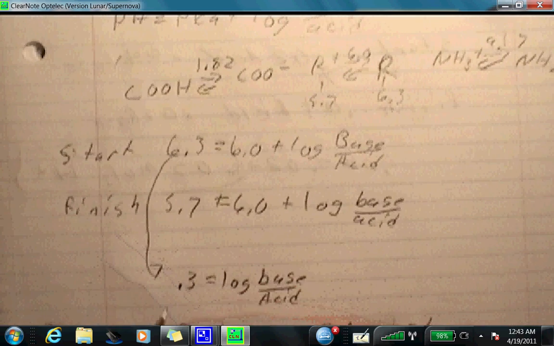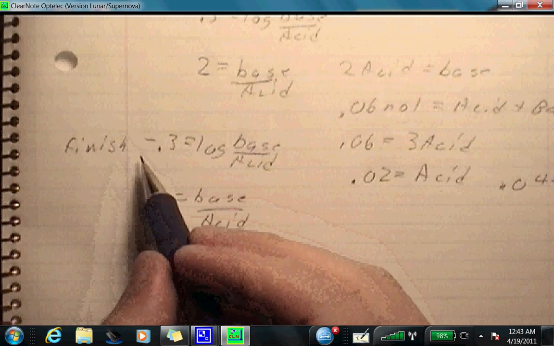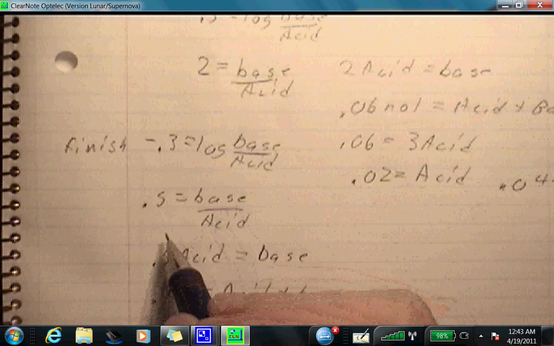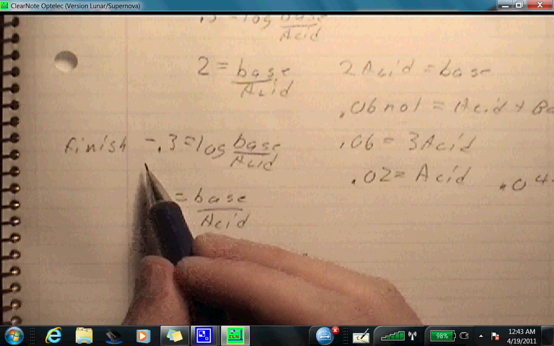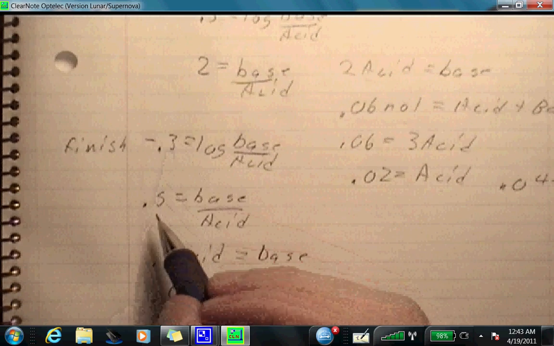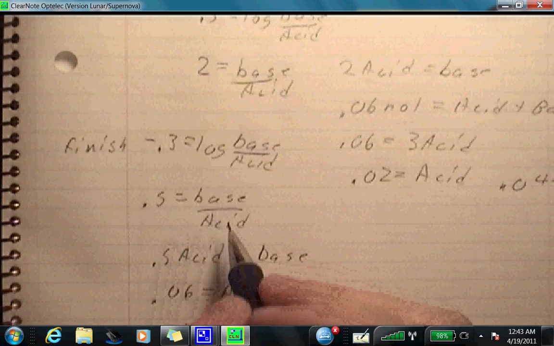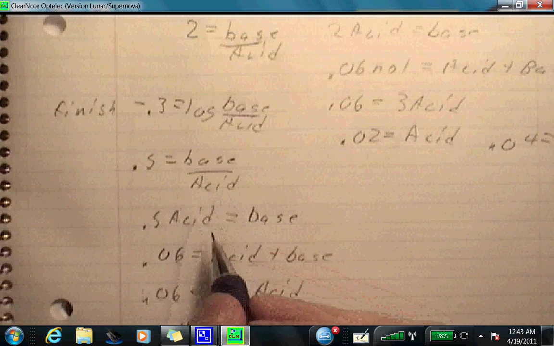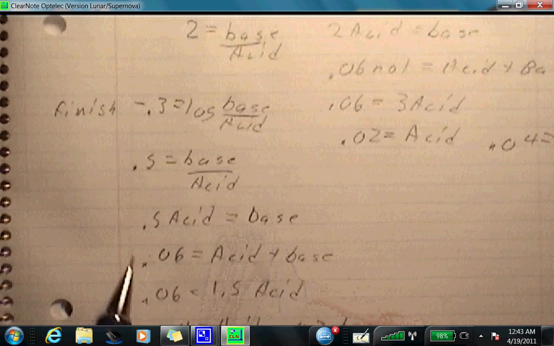Now we're going to do it for the finish. This is going to be negative 0.3 equals log base over acid. If you take 10 and raise it to the negative 0.3, we get 0.5 equals base over acid. Multiply by acid, and we get 0.5 acid equals base.